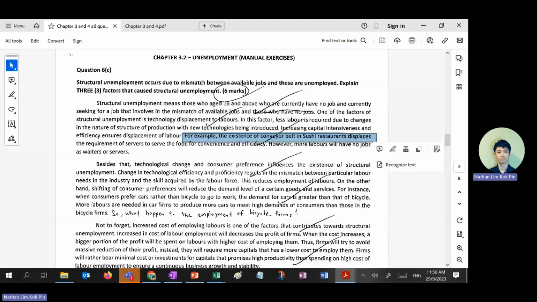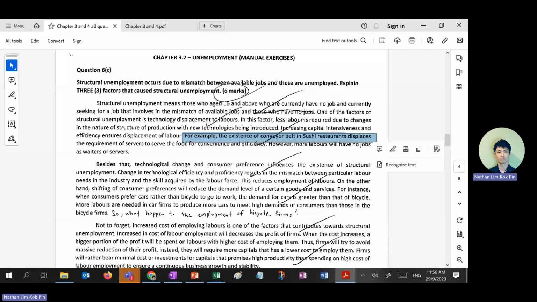Make sense? Right? And the last one is cost of production. Due to the cost of production, they will use other things to replace the labor. A lot of you, when you write cost, you'll write very, very little. How to write more? Cost increase. A bigger portion of the profit was spent on labor.